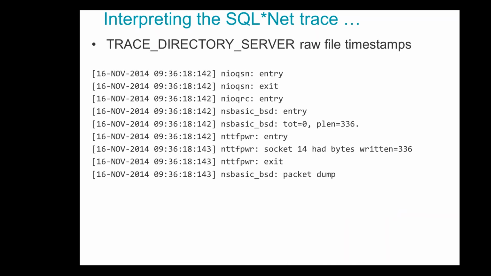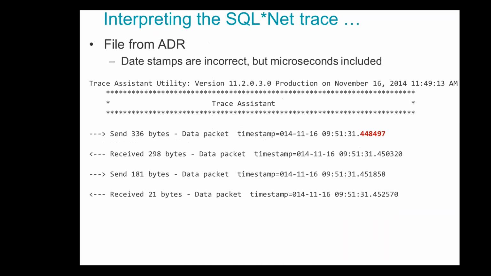So if we look at the trace files, we can see that that's still the case there. I thought it might be a problem with Trace Assistant, but that wasn't the case at all. Simply the information in the trace file was wrong. It's missing a fractional second. So this information really didn't help us very much.